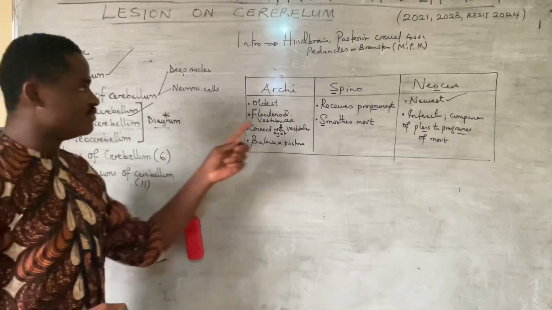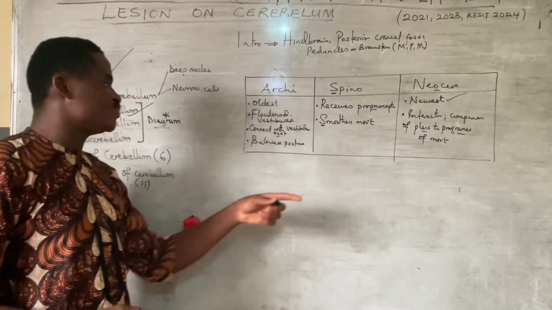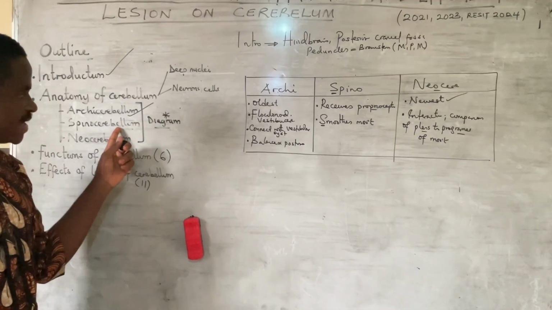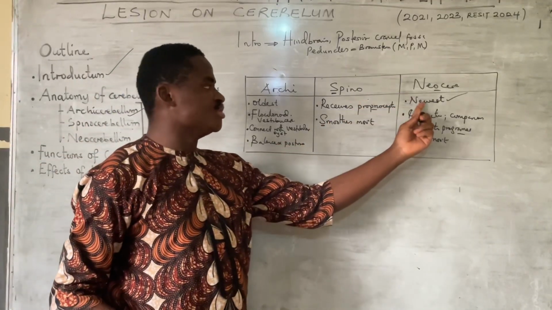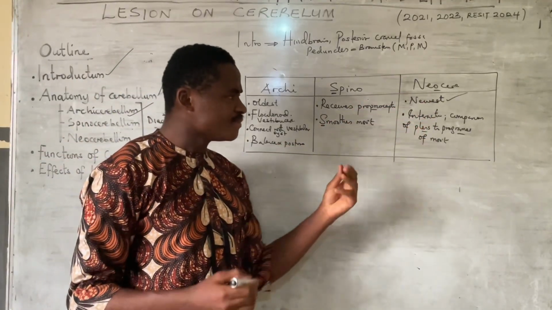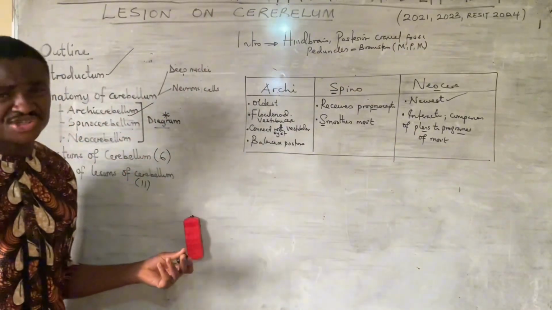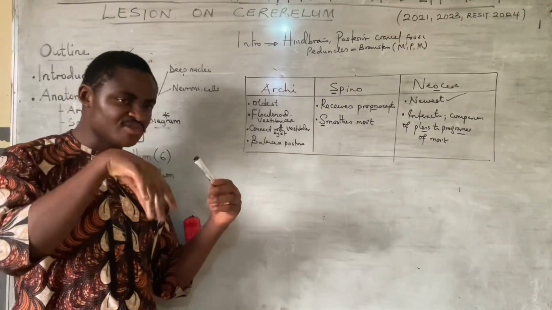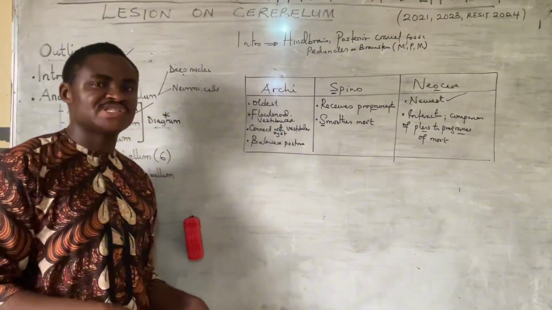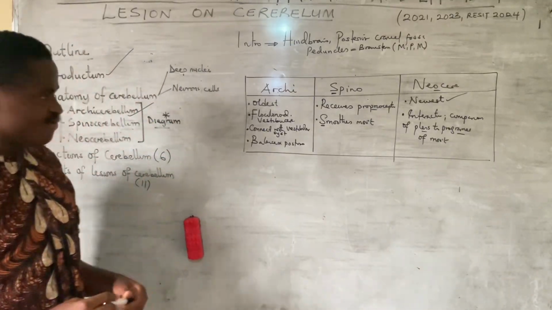The spinal cerebellum receives proprioception and helps to smooth movement. The neocerebellum is the newest part and also helps to compare plans to programs, and that's a higher function, where we have a plan. I want to move my hand, then I do the action itself. Plans to programs of movement.